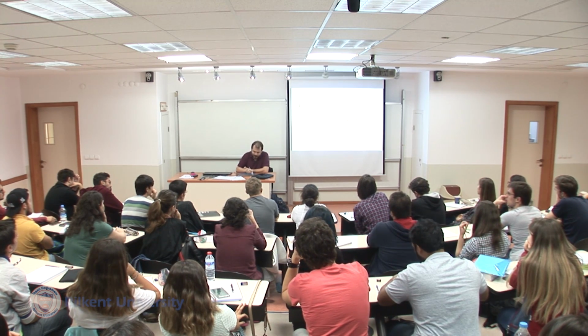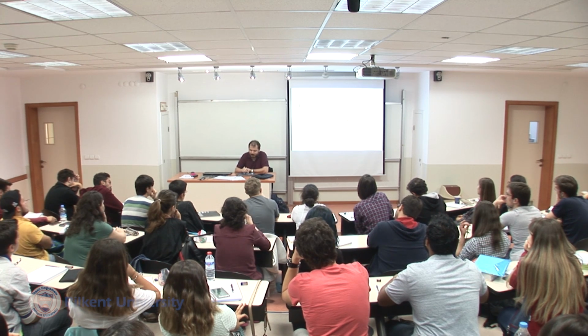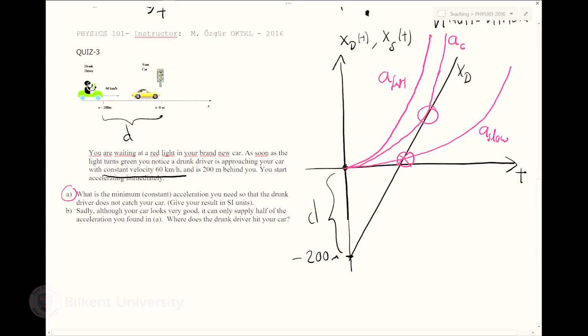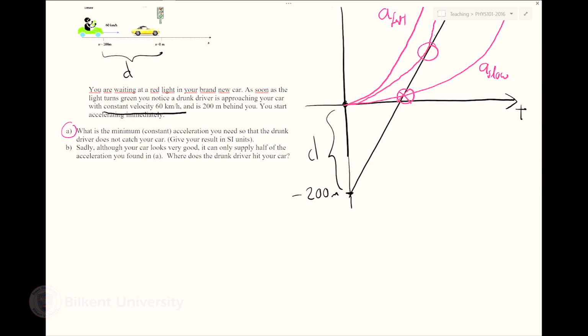Good. That's part A. What's the minimum constant acceleration you need so that the drunk driver does not catch your car? How do we, okay, I told you the story here, but we now need to put this into equations, into numbers, into some algebra, right?